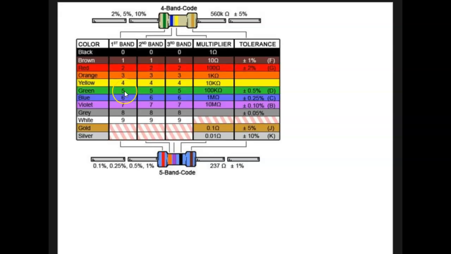Let's look at the first band, green, which is 5. Blue is 6, the second band. So 5, 6. Our third band in this situation is the multiplier, so that would be times 10. So 56 times 10 is 560. And so yeah, this resistor right here is 560 kilo ohms.